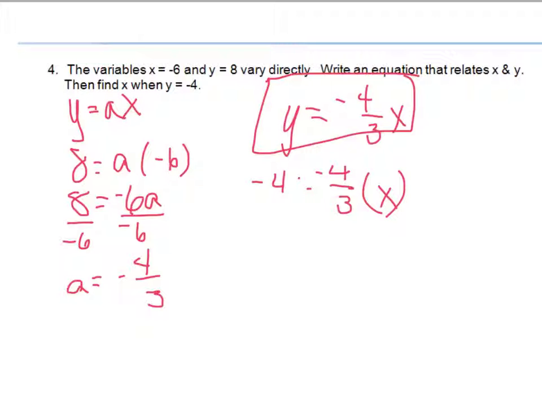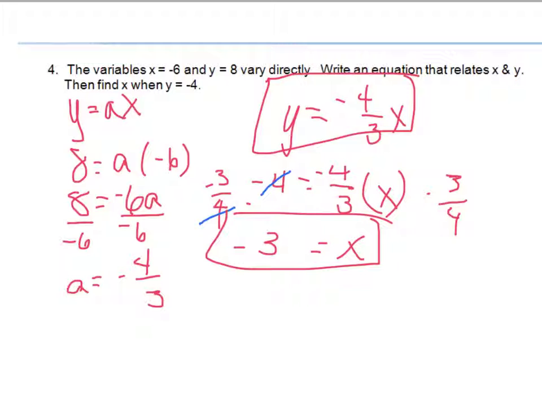All right, if I want to solve for x, I'm going to multiply both sides by the reciprocal, which, I almost wrote the wrong thing. Good thing I caught myself. The reciprocal of -4/3 is -3/4. So multiply -3/4 on both sides. So then x equals negative times negative is going to give me a positive. And then this 4 and that 4 are going to cancel each other out, which just leaves me with x equals -3. And that is my second answer. So the equation that relates x and y is y equals -4/3 x. And the value of x when y equals -4 is -3.